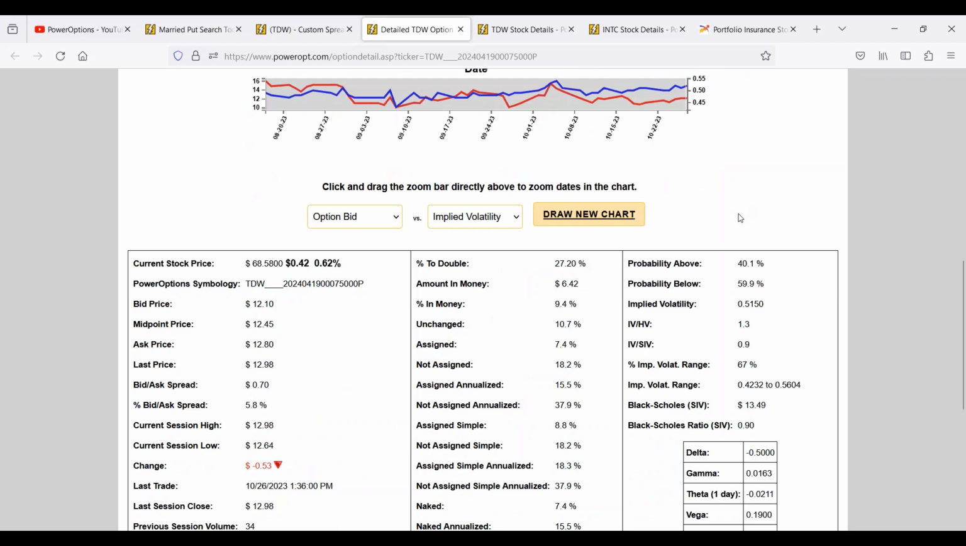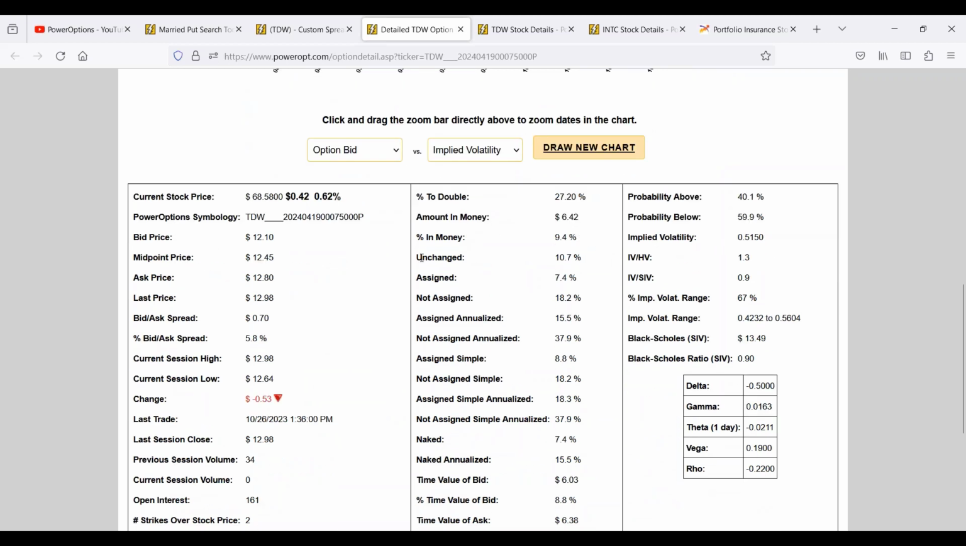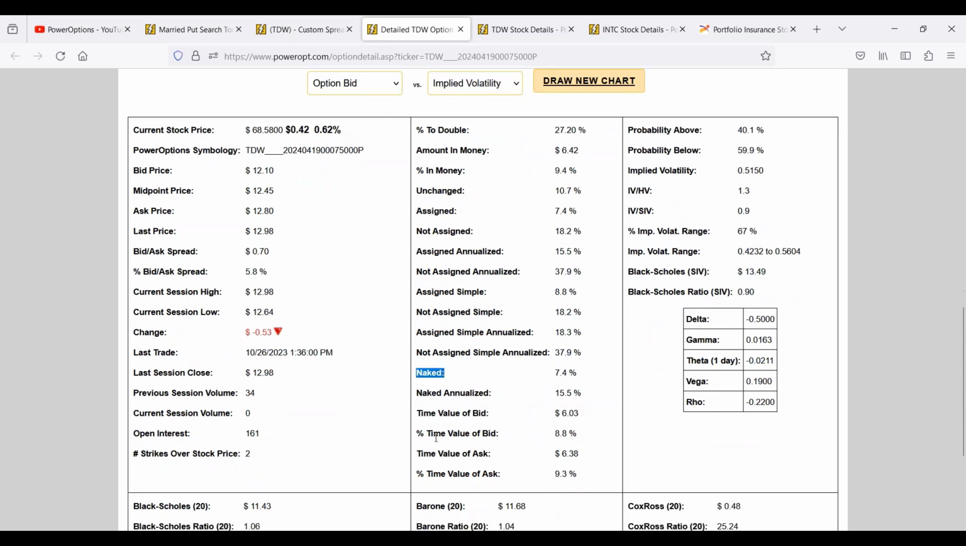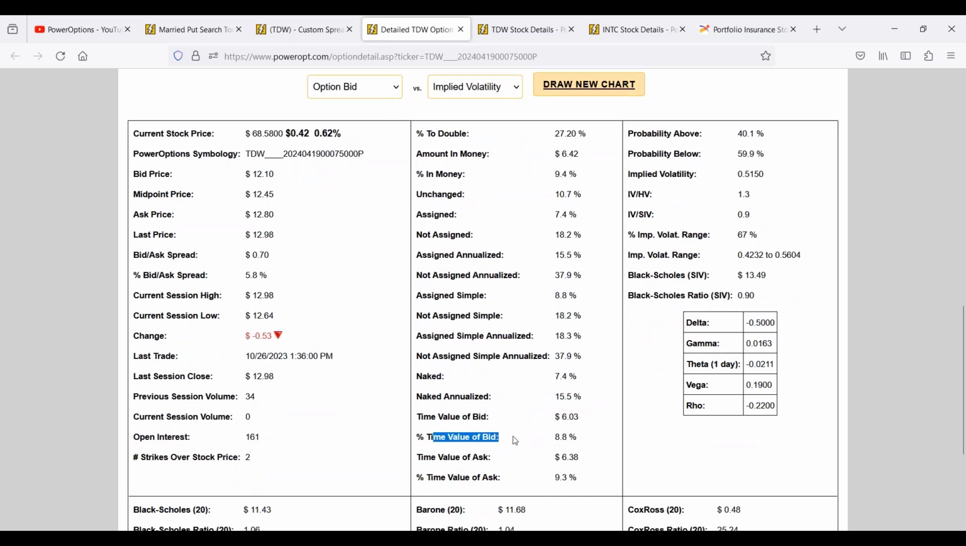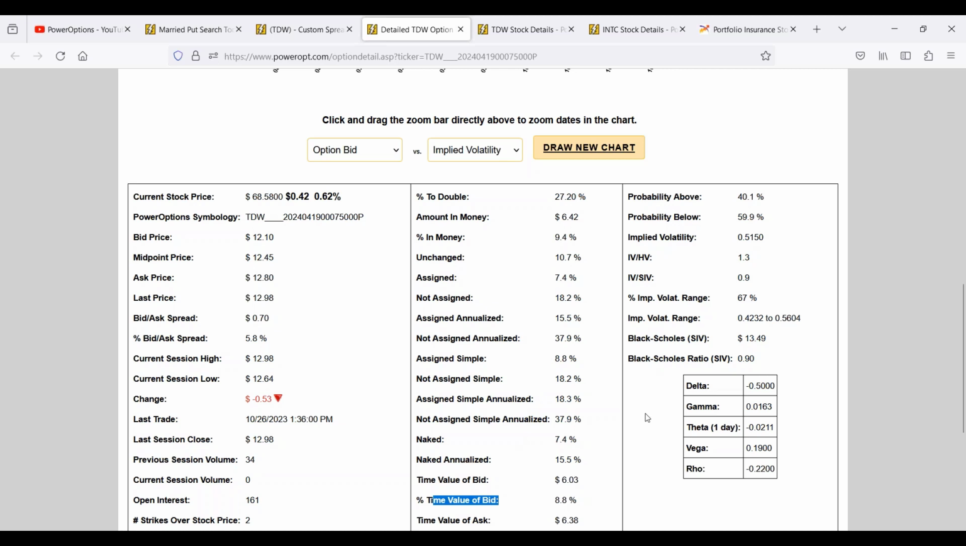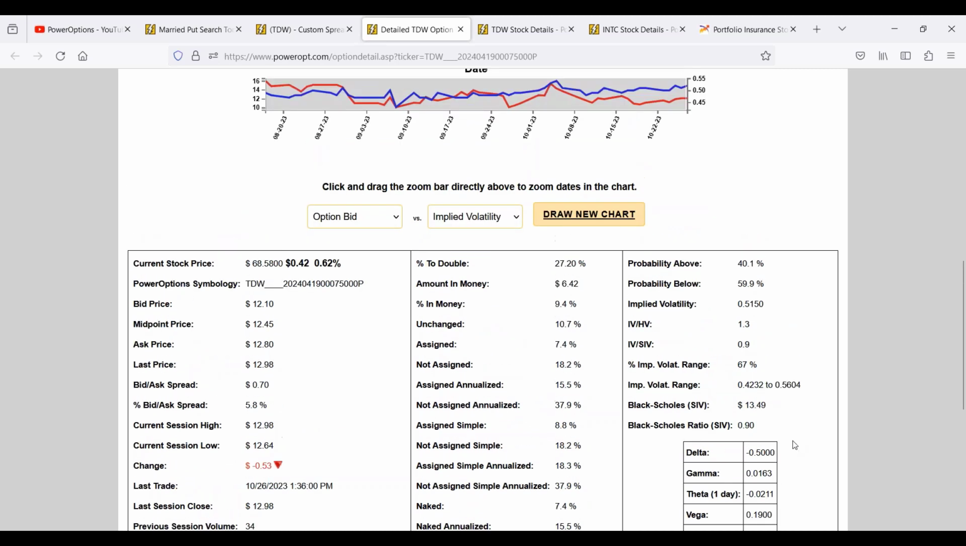That being said, this shows us all of the available data that we have for this particular option, including calculating the percent return if assigned or not assigned, downside protection, naked if this was traded as a covered call. So remember, we're looking at a short call position. Or the naked yield if we sold that, the time value of the bid, time value of the ask as a monetary value and a percentage. You've got your Greeks here, of course, too, but you can also see that on the search tool.